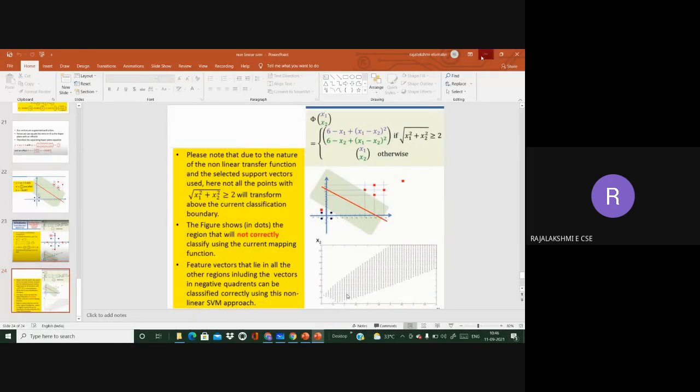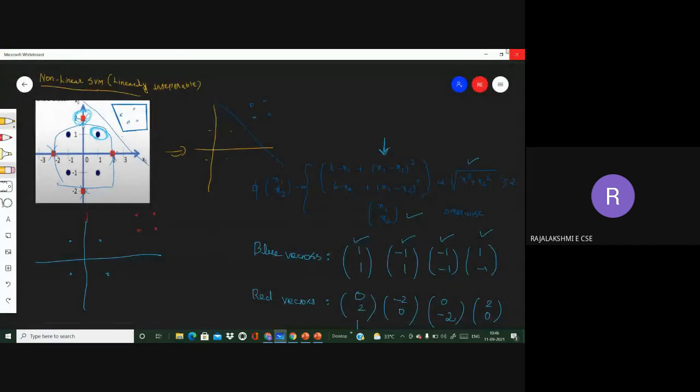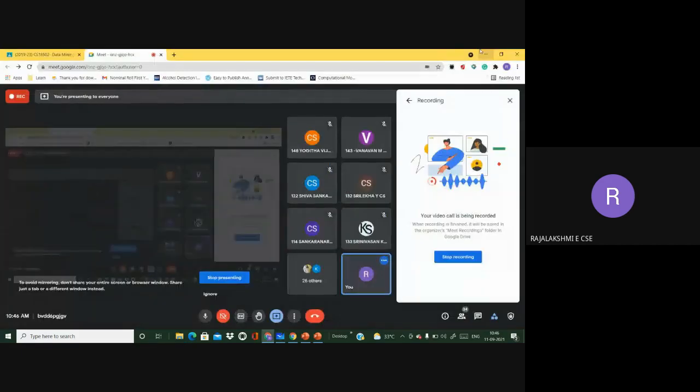Clear with this? Clear with this non-linear SVM? Any doubt? Yes, ma'am. Okay, I'll give one or two problems on this SVM. You work them out so that it will be very clear.